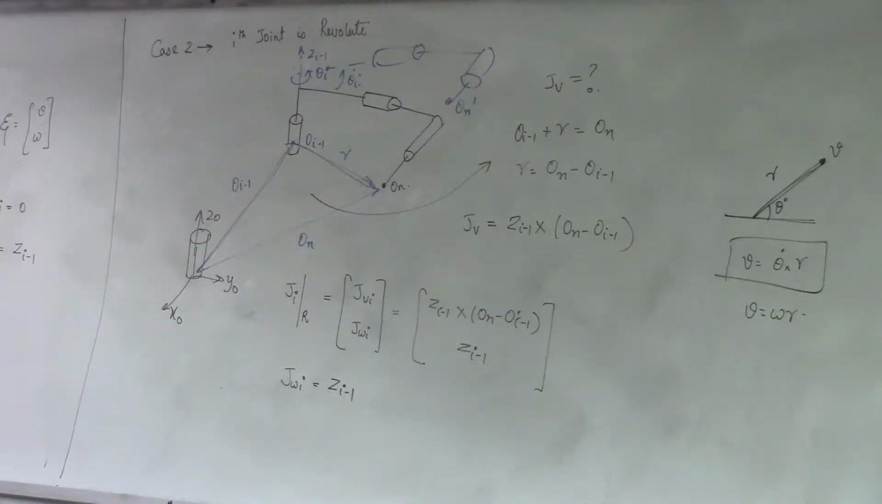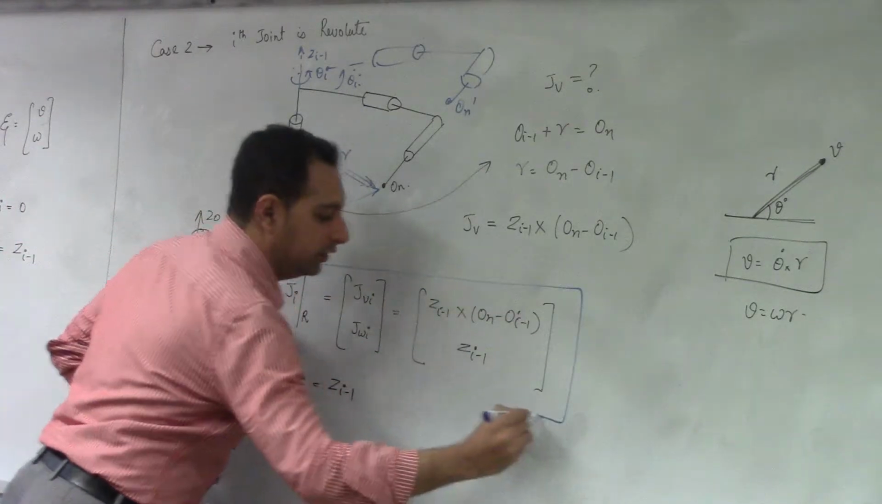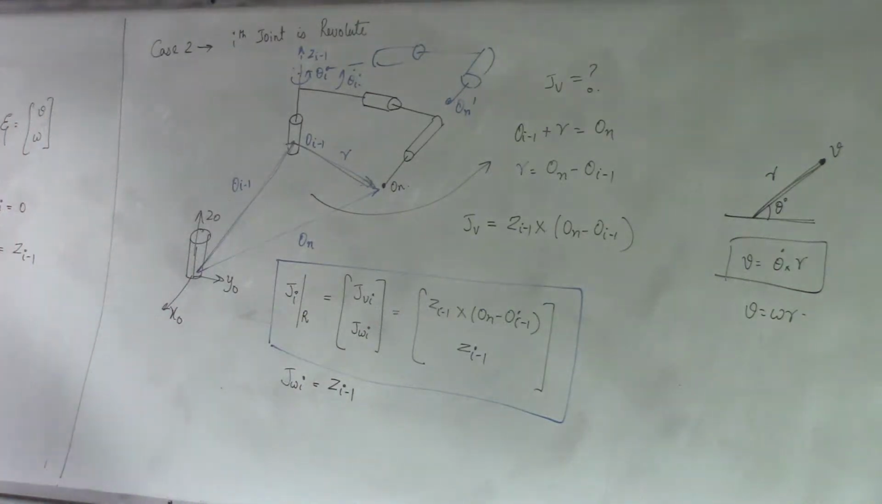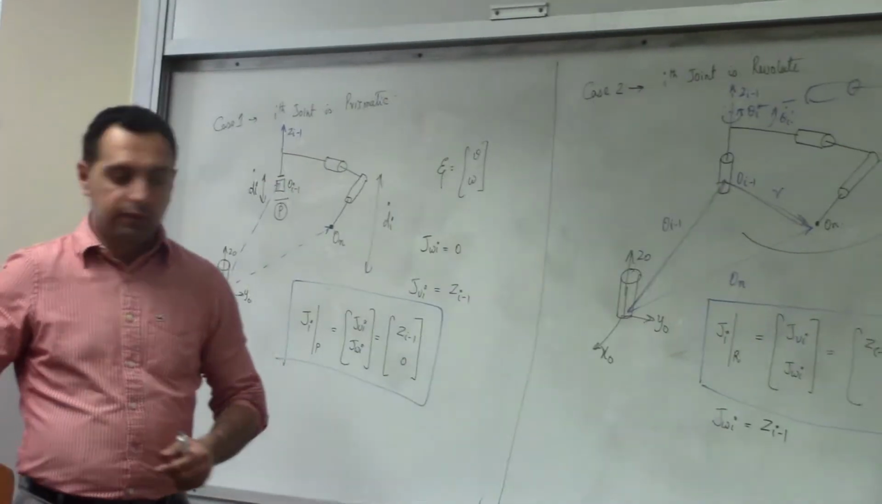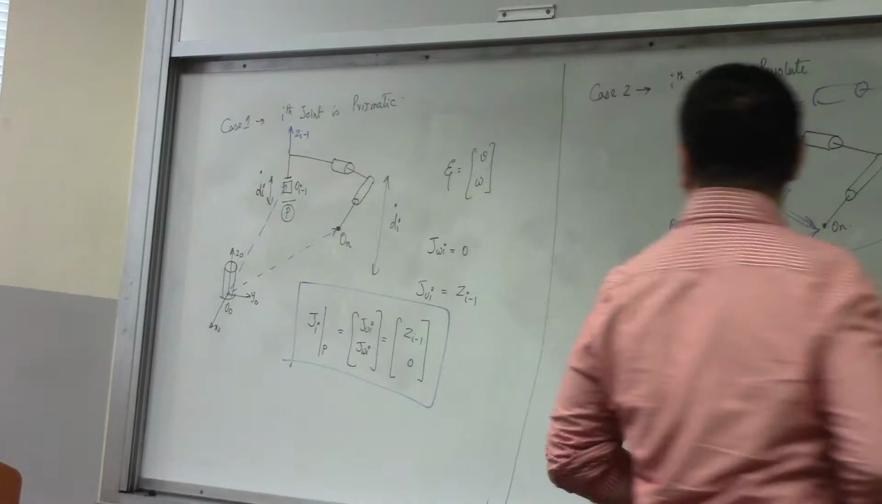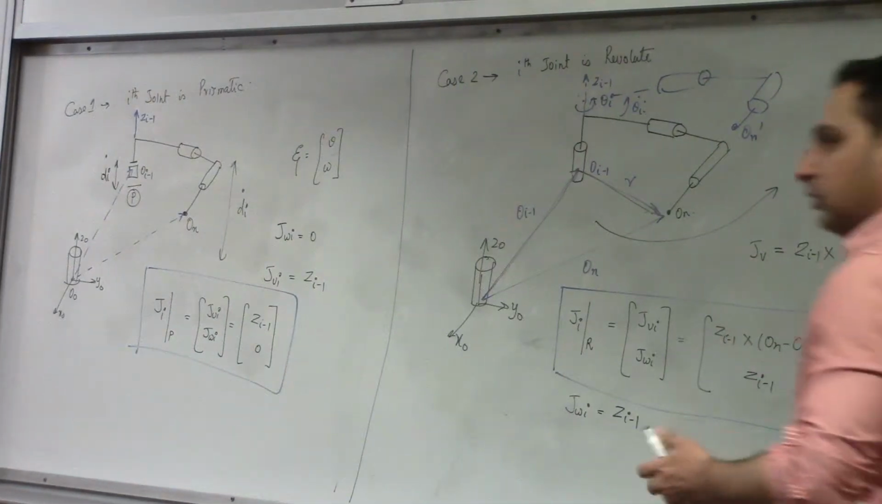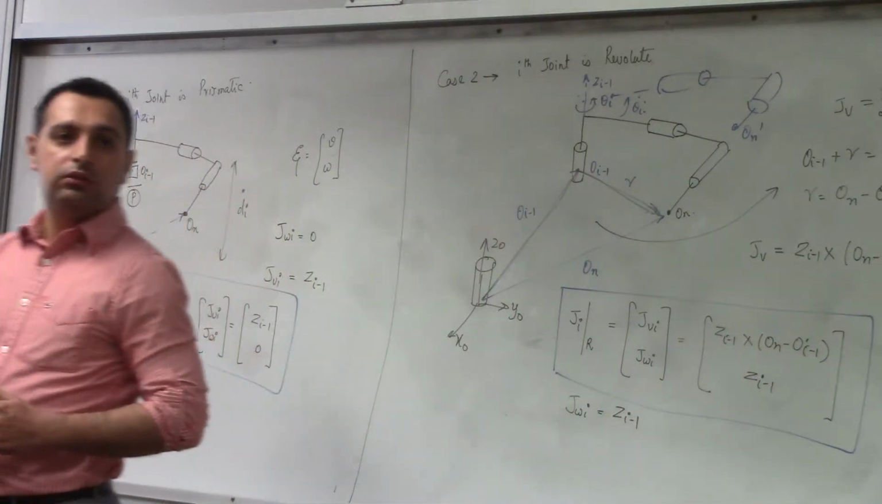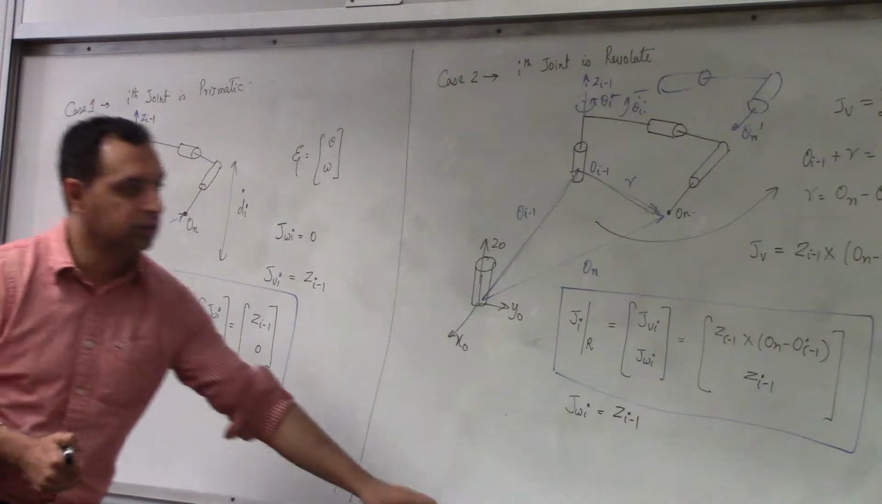Okay, so these are two important matrices that you should remember to construct a Jacobian. This is for a revolute joint. This is for a prismatic joint. Now, is this clear, or is there any part you want me to go over once again? Anything that you would like me to go over again before we move on to finding out ON and OI minus 1?